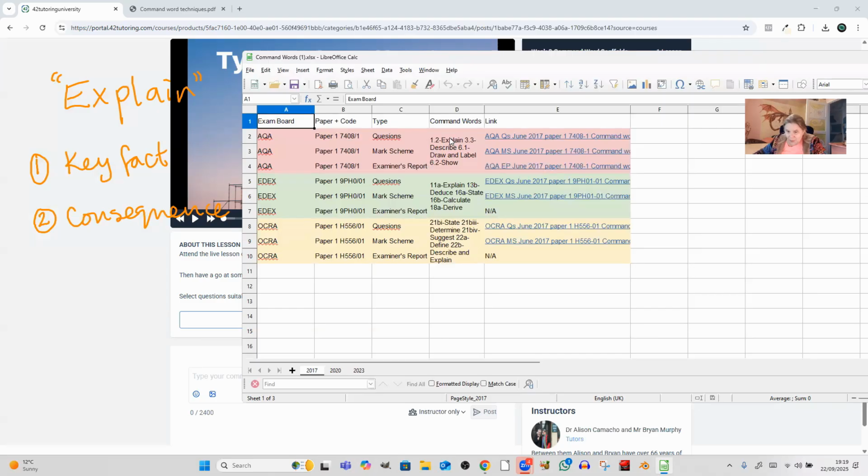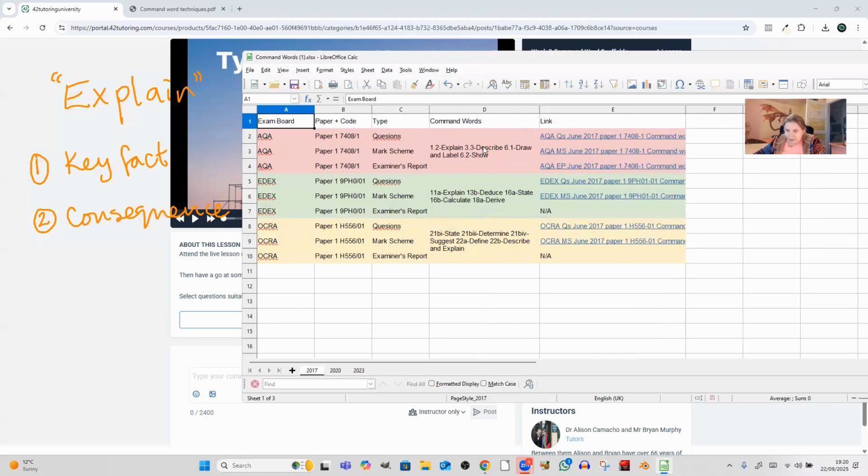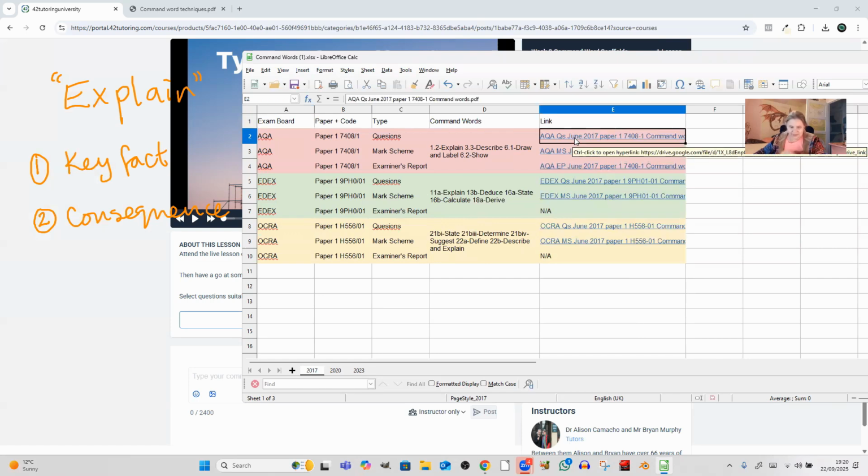But can you see we've got in this column, column D, explain, describe, draw, label and show. And then the Edexcel is explain again, deduce, state, calculate, derive, and then state, determine, suggest, define, describe. All describe and explain. That's 2 things together. Okay, so let's just have a little look and see whether or not question 1.2 explain is a suitable question. So I'm going to do control and click.